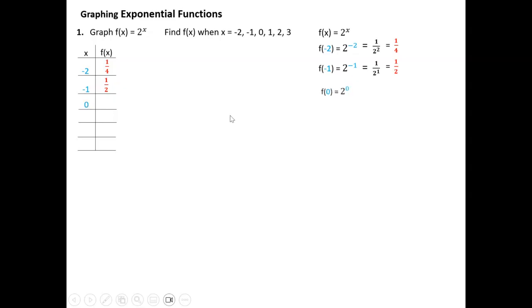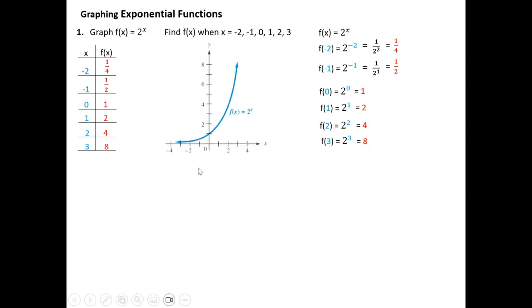Now let's plug in 0 for x. When x is 0, y equals 1. Anything to a 0 power will always be 1. Now when x equals 1, 2 to the first power will give us 2. So when x is 1, y is 2. When x is 2, y is 4. And finally, when x is 3, y is going to be 8. So there's my graph.